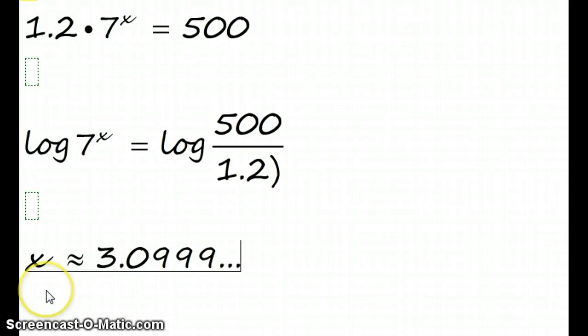And we get that x is approximately 3.0999, and just on forever. Try a few of the practice problems if you're worried about how these work out.